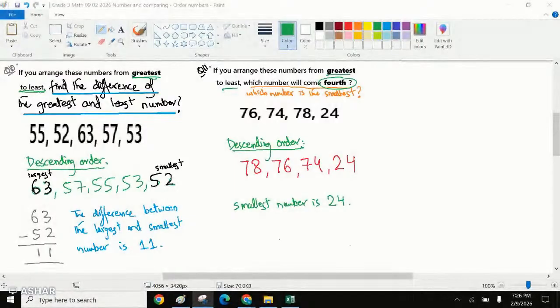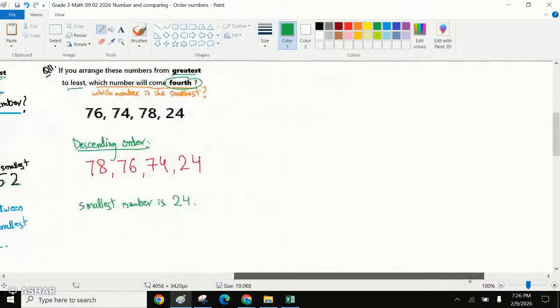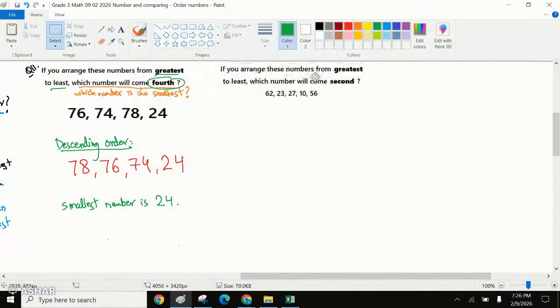Let's change the question and let's try to make it. Hi Ethan, welcome to the class. What we are doing is trying to arrange the numbers in ascending or descending order. Ascending means going from the smallest to the highest, and descending means going from the bigger to the smaller. So if these numbers were given, I will change the question a bit.